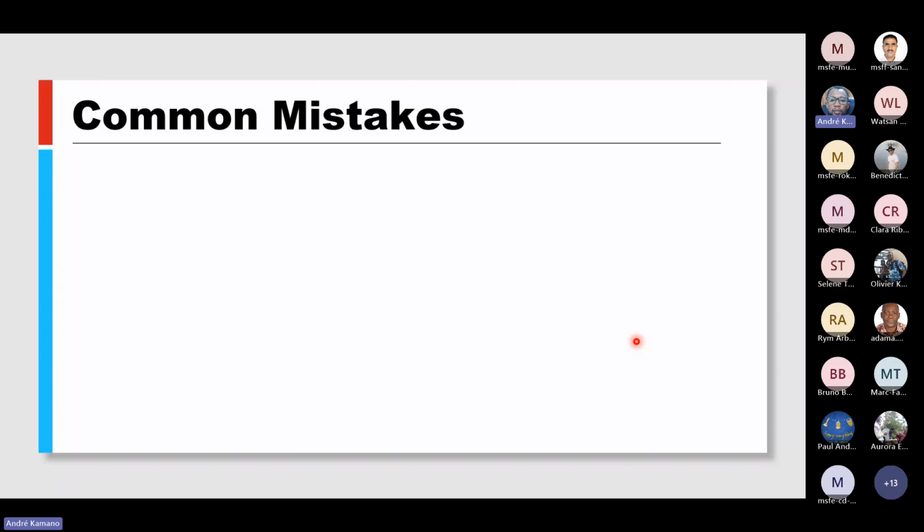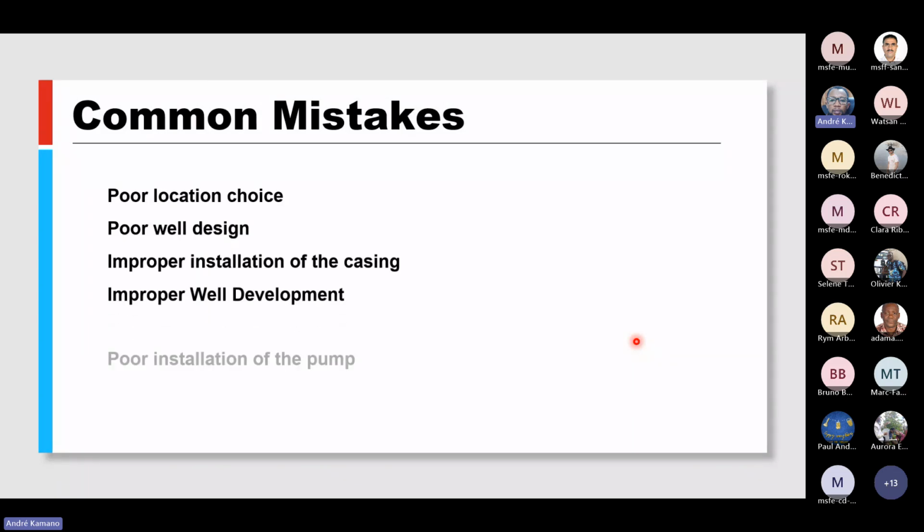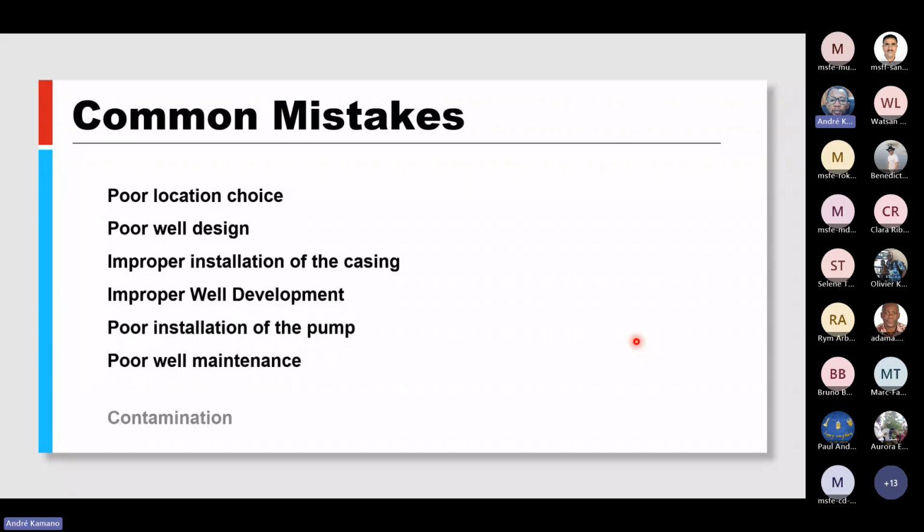To gain time, we are going to continue by saying that the most common mistakes that occur when we are having a borehole are as follows. First, the poor location choice, like I said in the beginning. Secondly, the poor well design. When the location is poorly chosen, the construction might lead to a dry well. You will drill it, and later on it will not produce water. You will go to the depth that you have designed, and you will not find the water.